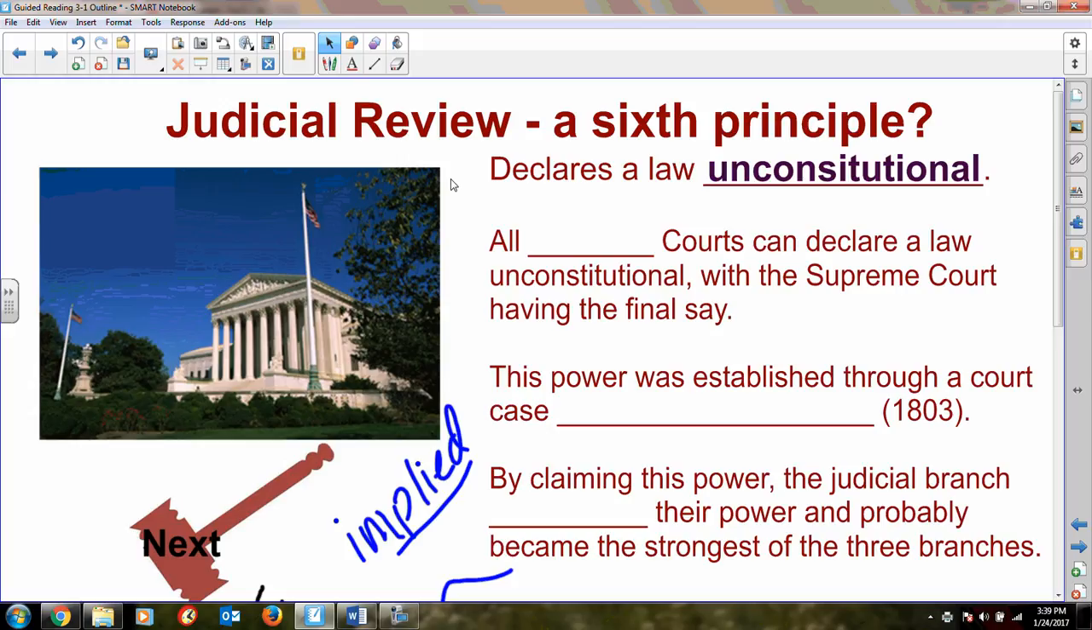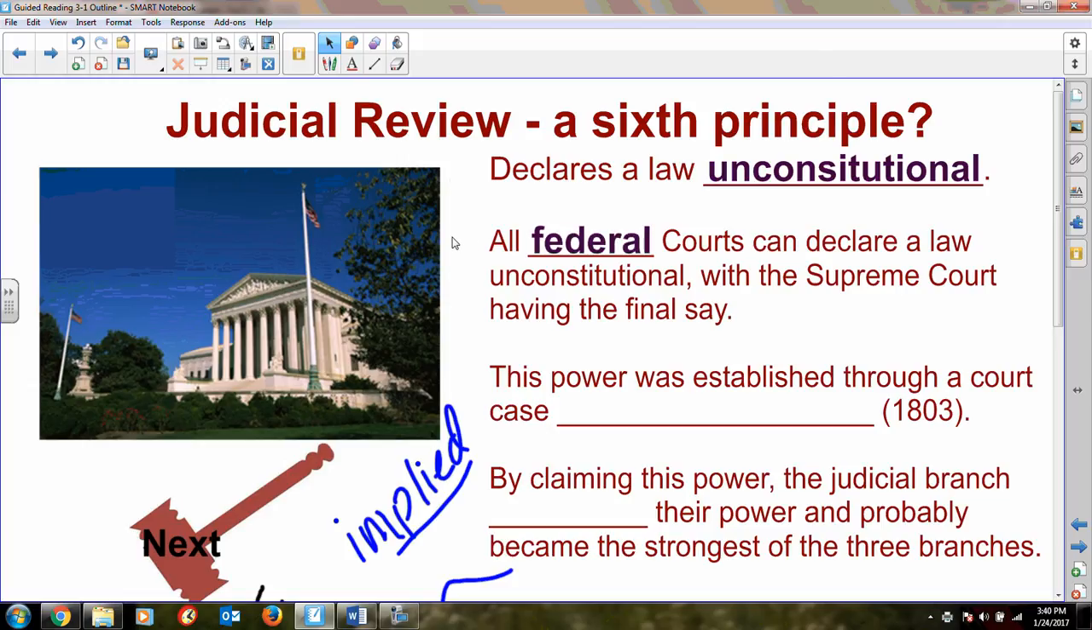As I said in the previous video, all laws, ordinances, and statutes must be in compliance with the federal constitution. The state constitution cannot violate the federal constitution either. So to declare a law unconstitutional simply means that that law is not in alignment with the U.S. Constitution. Who can declare laws unconstitutional?